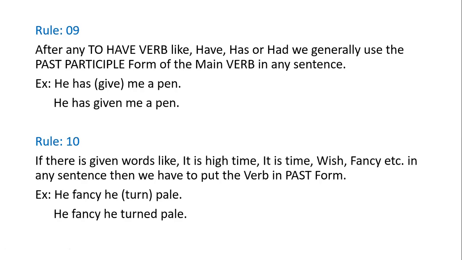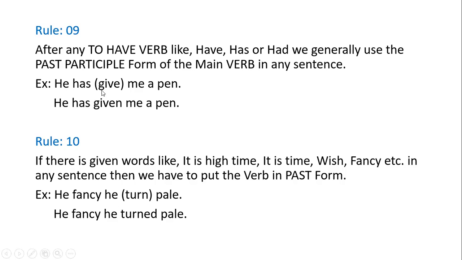Next, rule number 9. After any to have verb. What is the to have verb? We have already discussed this to have verb in our verb class. In that class, I have already told you that there are three to have verbs: have, has, or had. These three verbs are commonly known as to have verbs. So after any to have verb, we generally use the past participle form of the main verb in any sentence.